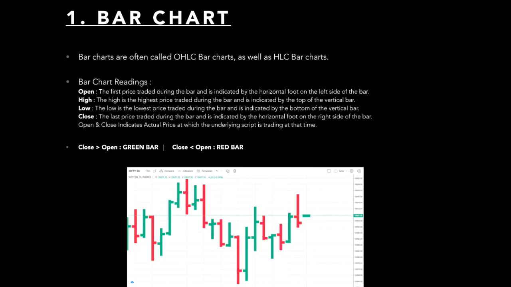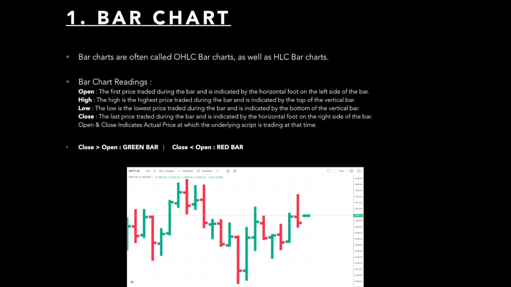First, a bar chart. A bar chart is often called OHLC, or Open High Low Close bar chart, or HLC bar chart. How is a bar chart calculated? The open, the first price traded during the bar of the decided time frame, is indicated by the horizontal foot on the left side of the bar. The high is the highest price traded during the bar formation of the decided time frame and is indicated by the top of the vertical bar.